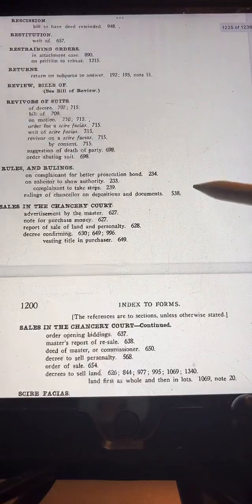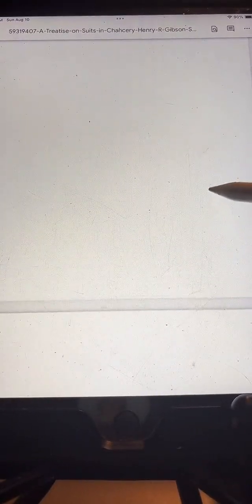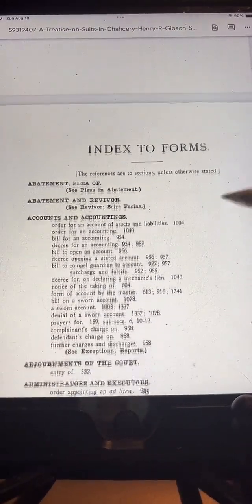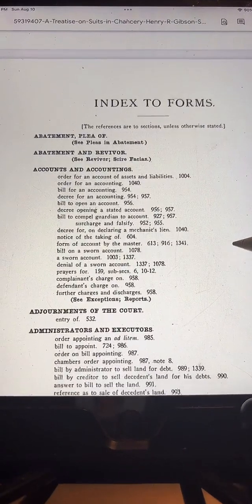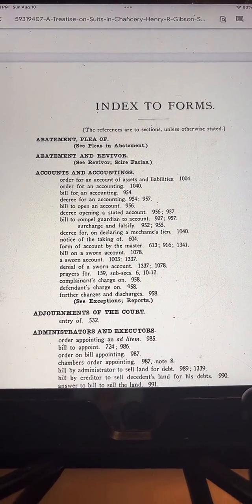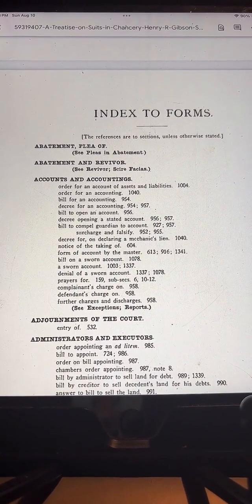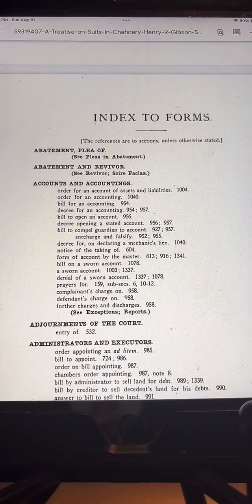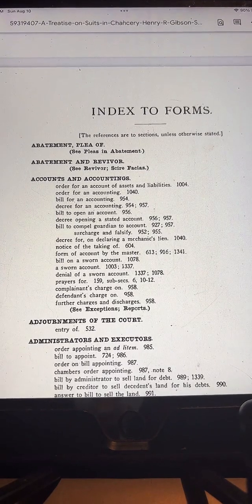Alright, index forms. Okay. Alright, so let's see. Where's the index start? These are all... Okay, here we go. Index to forms. Okay, so do yourself a favor and get yourself screenshots. This is suits and chancery. This is jurisdiction of equity. The jurisprudence of equity. Okay, this is the foundation of equity and explains to you how you conduct yourself in all courts.